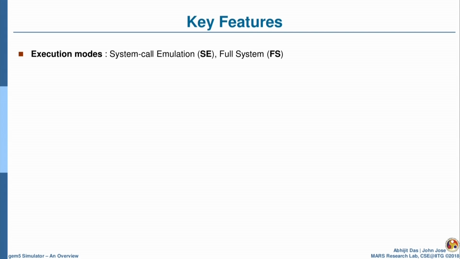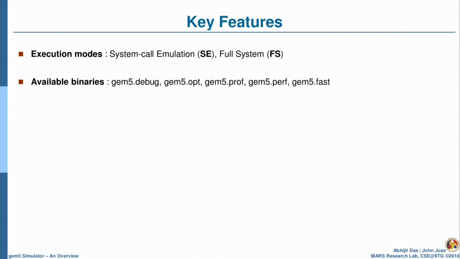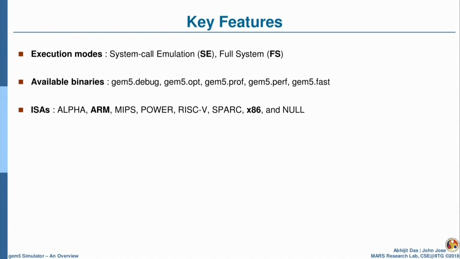Coming to the key features, GEM5 runs in two execution modes: system call emulation, where only the processor and memory are emulated, and full system, which is equivalent to running a virtual machine on a system. GEM5 has these binaries for the simulation: gem5.debug, gem5.opt, gem5.prof and others. GEM5 also supports different instruction set architectures like Alpha, ARM, MIPS, Power, RISC-V, SPARC, x86 and others.